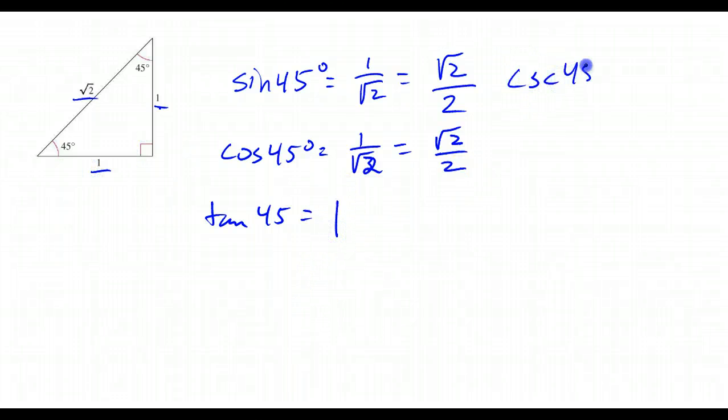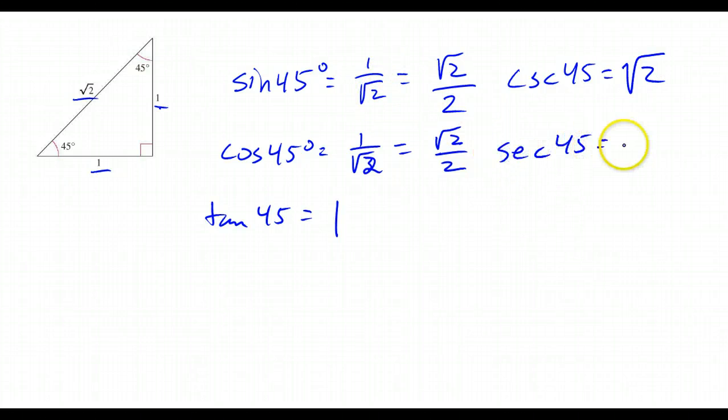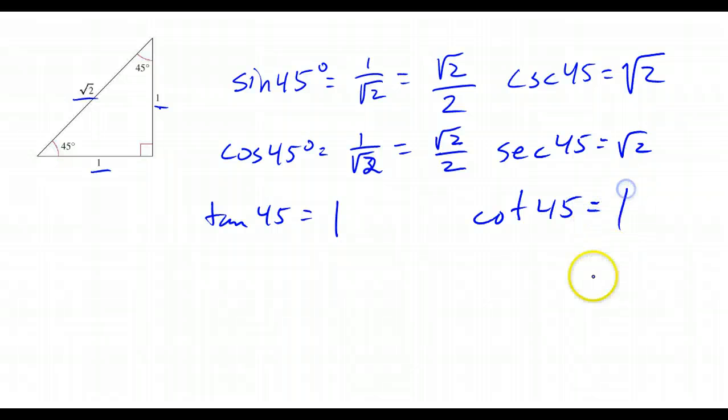So now we know the cosecant is root 2, the reciprocal of 1 over root 2. The secant of 45 is also root 2, and the cotangent of 45 is the reciprocal of 1, which is 1.